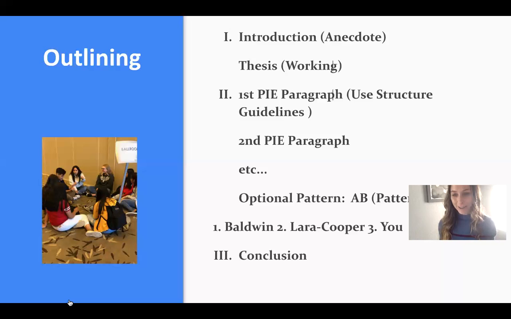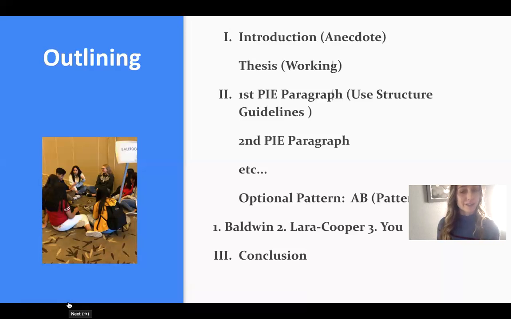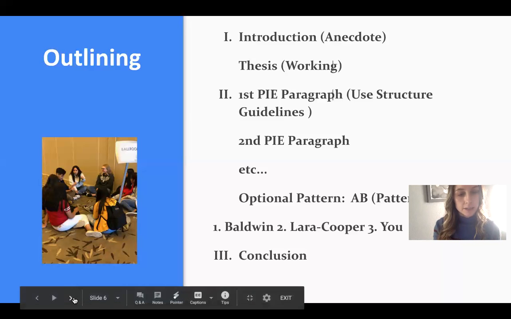And then, of course, you're going to have a conclusion somewhere. We're not going to talk about that right now, but you want to have it on your radar. Or often, sometimes people start with the conclusion as a way to get to their thesis. So, all right.